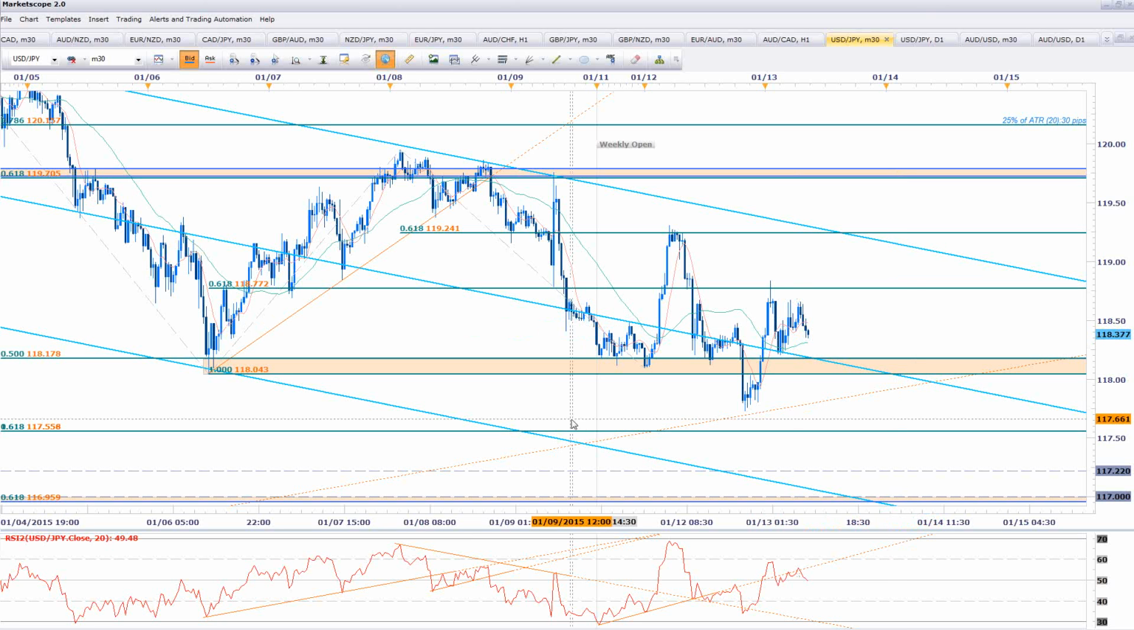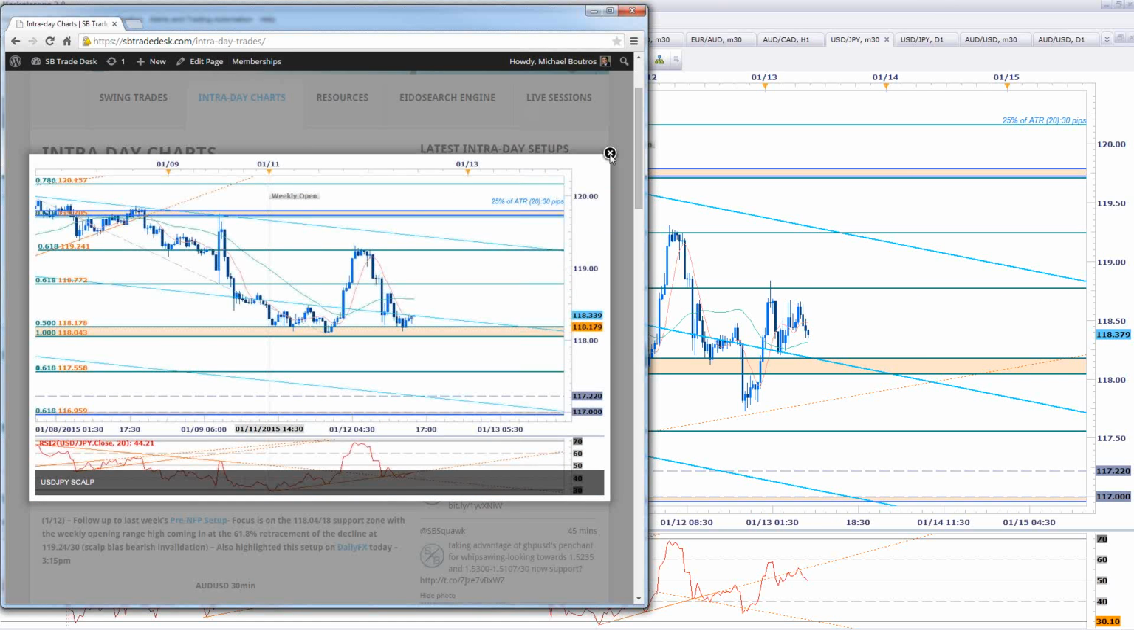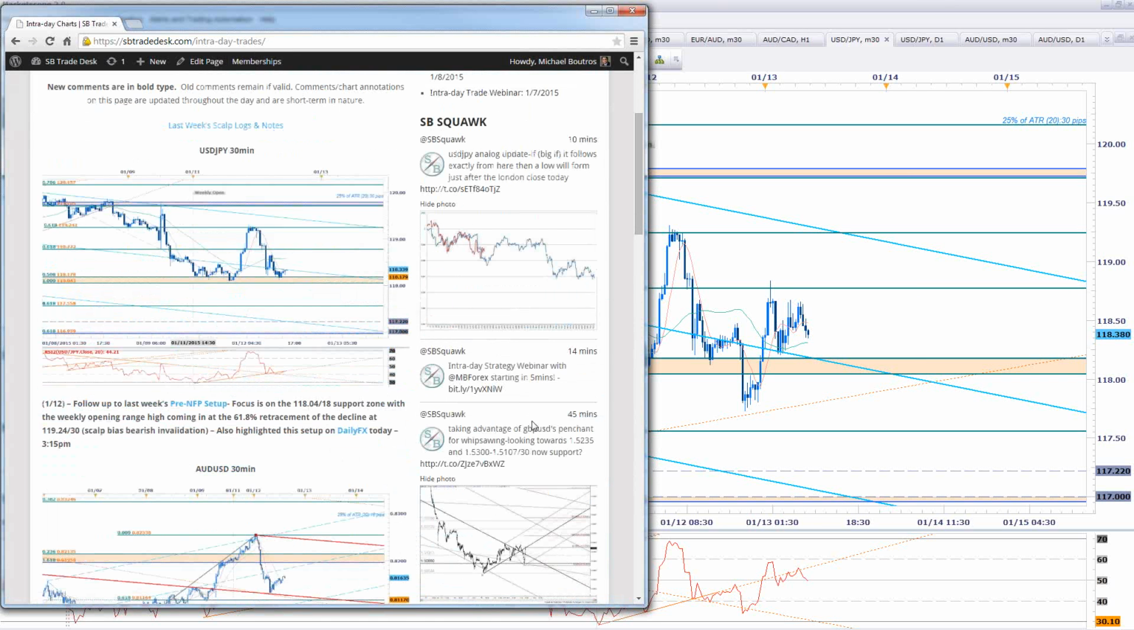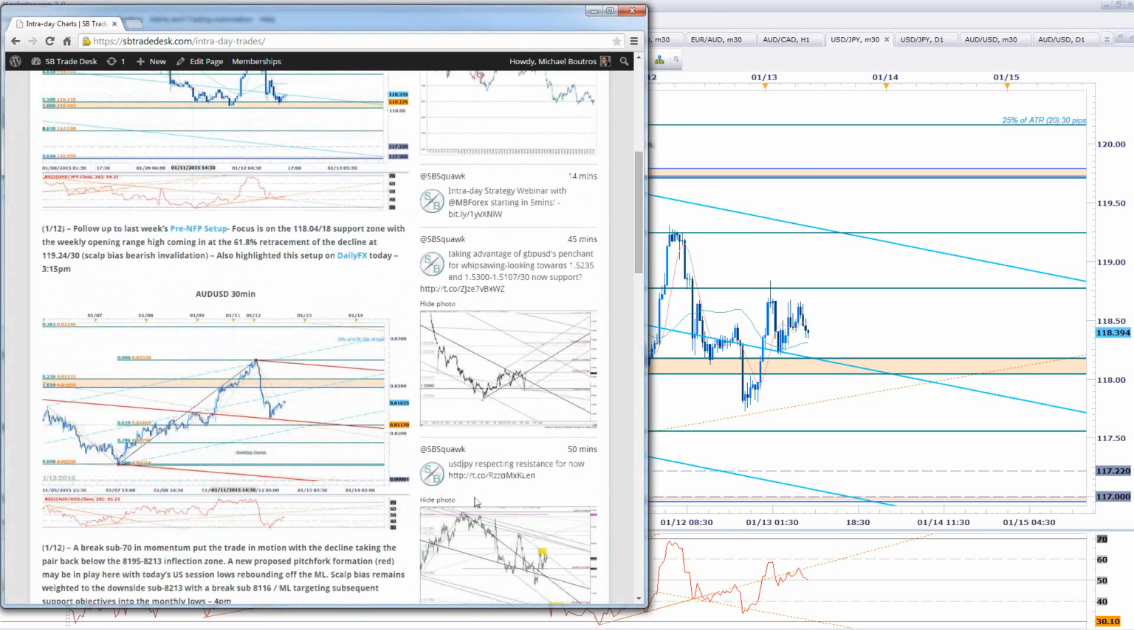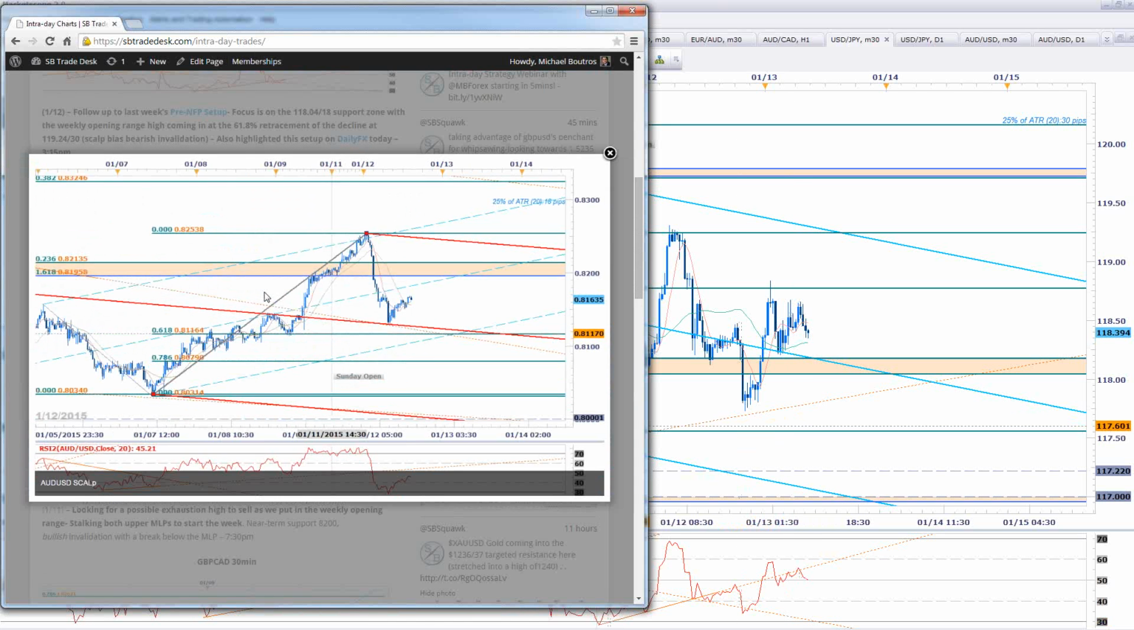Okay, so that is the dollar-yen. We'll continue to track that. I want to see that break sub 118 once we get it. I think you'll get that drop towards that 117 handle. Next up on radar is the Aussie dollar. This one was updated last night as well.